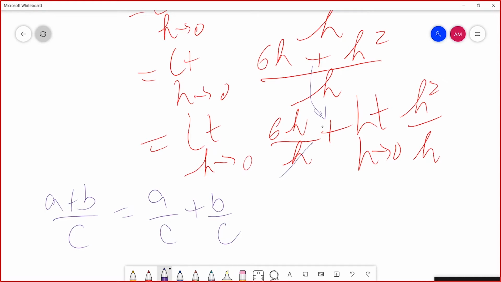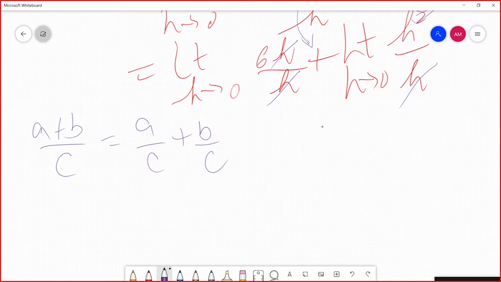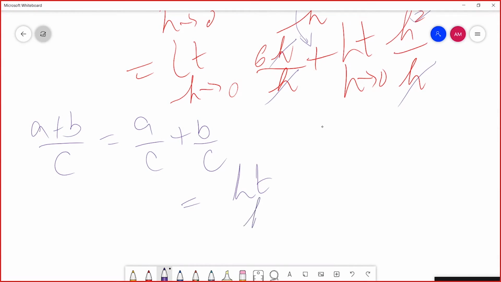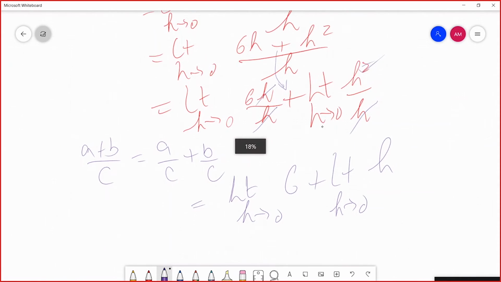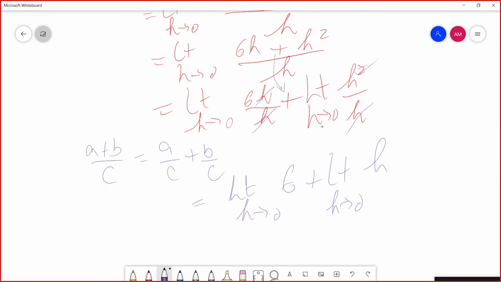And this h and this h get cancelled. This h and this power 2 get cancelled. So what we have now is limit h tends to 0 of 6, only 6 because h got cancelled, plus limit h tends to 0 of h. Do you see this or no? If there is no h, this has no impact as h tends to 0. So this has an answer of 6, because it's a number. And what about this h, with limit h tends to 0? It would be 0. So it would be 6.